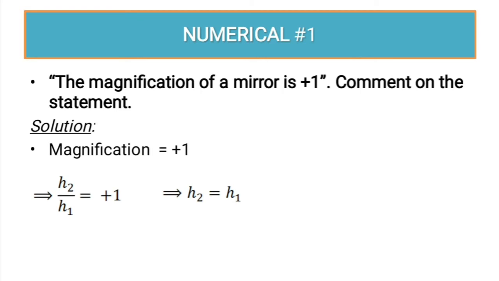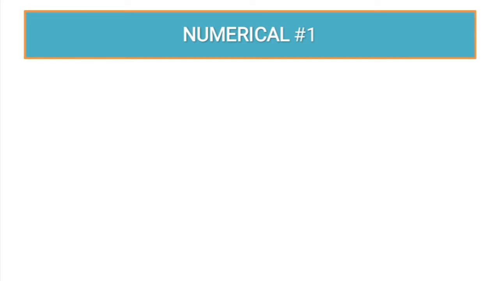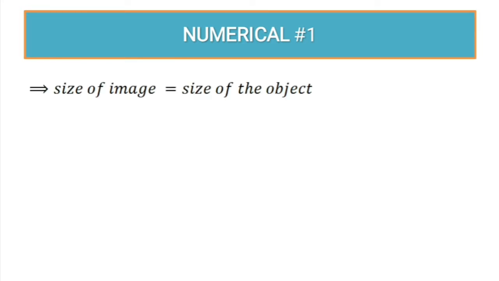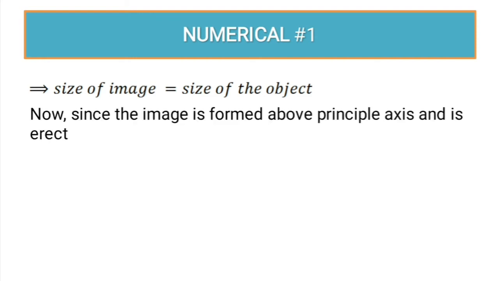Now, if I use my basic knowledge of algebra, I will get h2 is equal to h1. How did I get this equation h2 is equal to h1? I just shifted h1 to the right hand side. So that's why we get h2 is equal to h1. Now it means that height of the image and height of the object are the same. Size of the image and size of the object is the same.